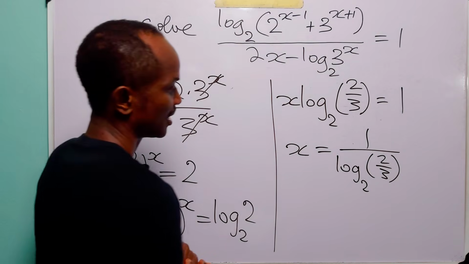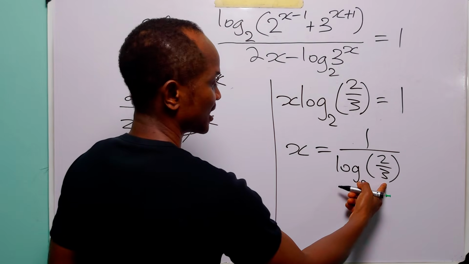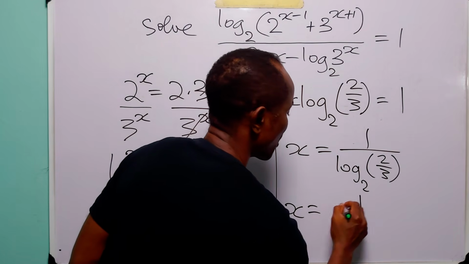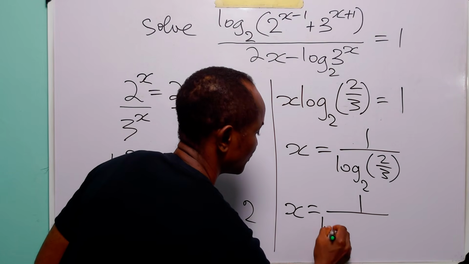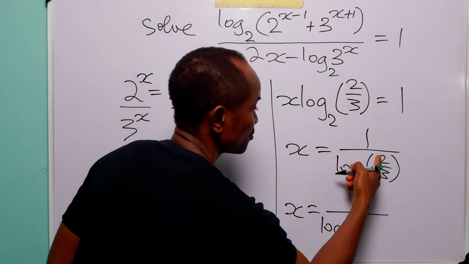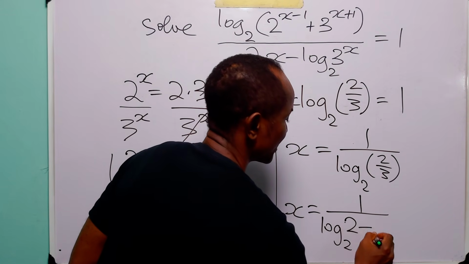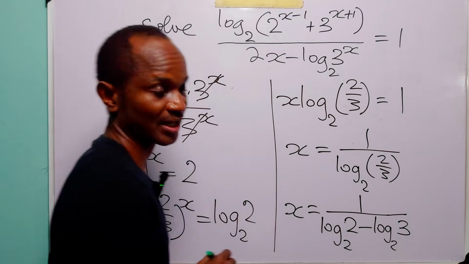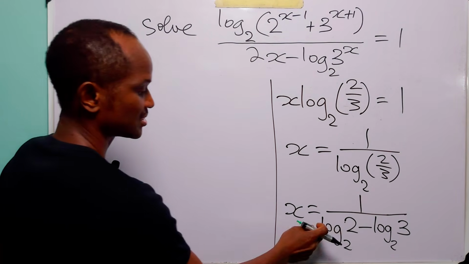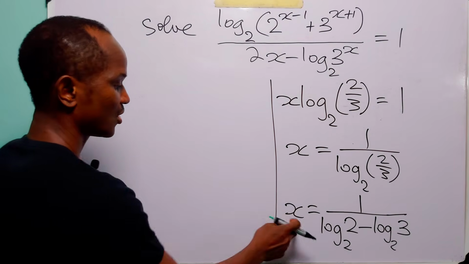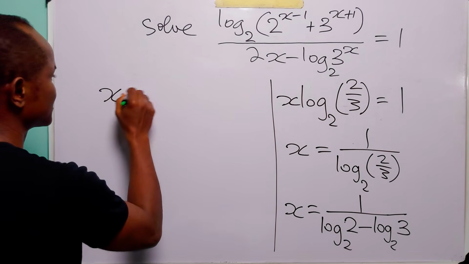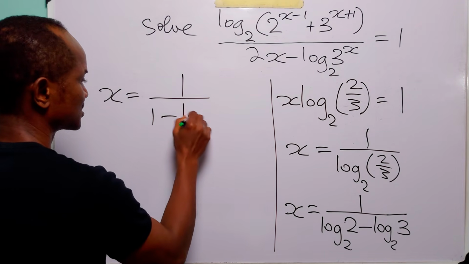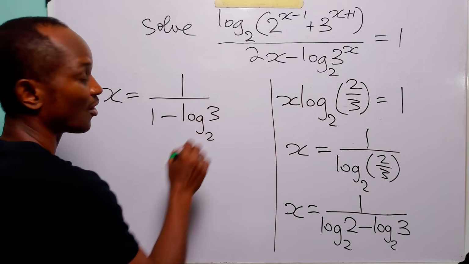Remember that we can apply the quotient rule. When we do that, we have that x is equal to 1 over log to base 2 of 2 minus log to base 2 of 3. And of course, once more, since log to base 2 of 2 is 1, we have that ultimately x is equal to 1 over 1 minus log to base 2 of 3.